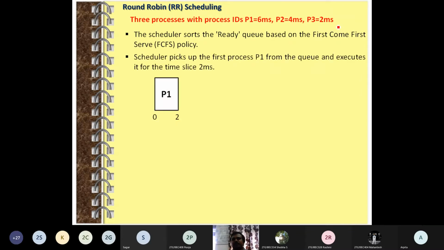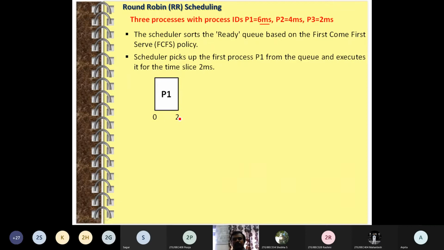Now, the scheduler picks up the first process, P1, from the queue and executes it for the time slot of 2 milliseconds. So each process is given only a 2 millisecond time slot. You can observe in the diagram, P1 starts executing. Even though it needs 6 milliseconds, what is the time slot allocated by the processor? It is only 2 milliseconds. So it runs from 0 to 2 milliseconds. Then this time slot is over.